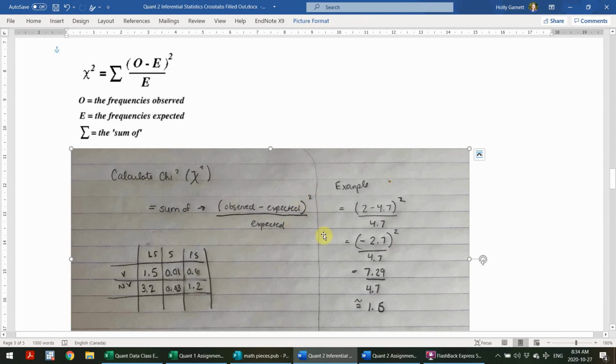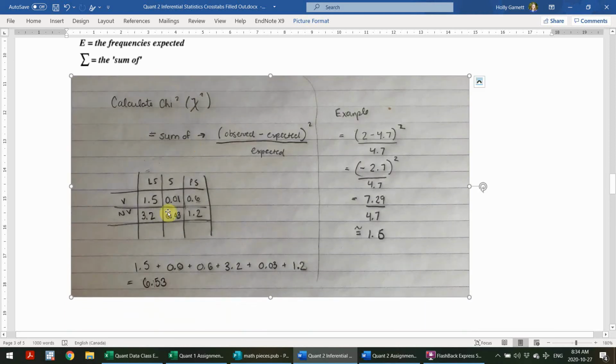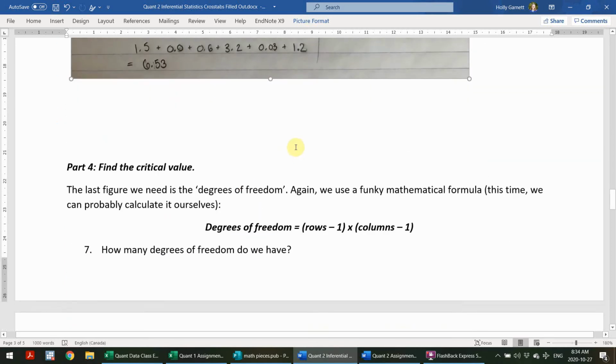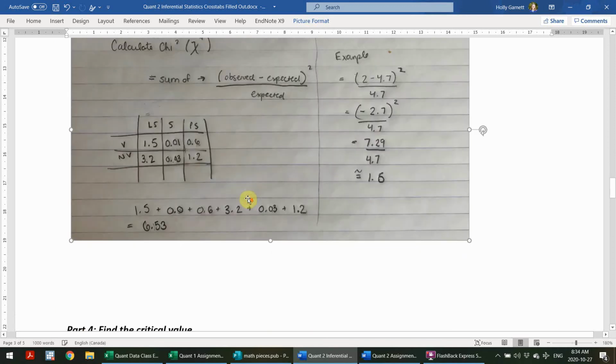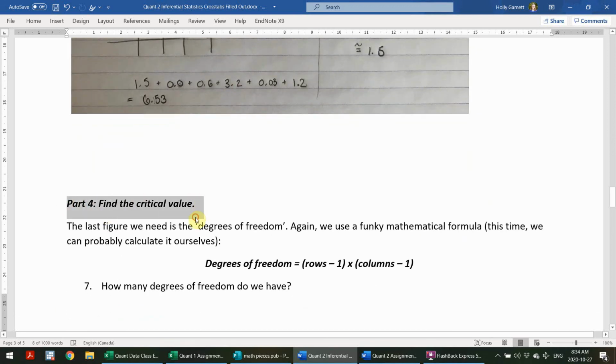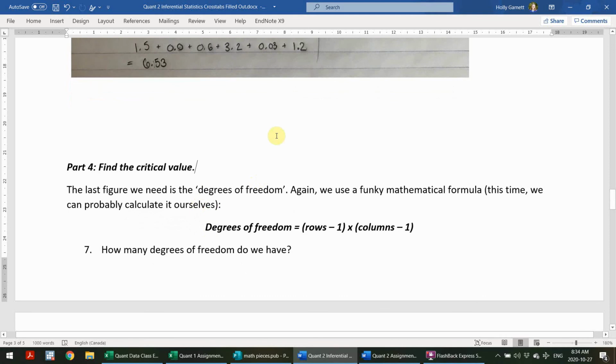Okay. So we do that for each of these cells again. And now what we do is we add them all up for each cell, and we get this lovely number, and that is our chi-squared. So it's about 6.5-ish. All right. So now what we need to do is figure out the next part, step 4, find the critical value. The last number that we need is our degrees of freedom.